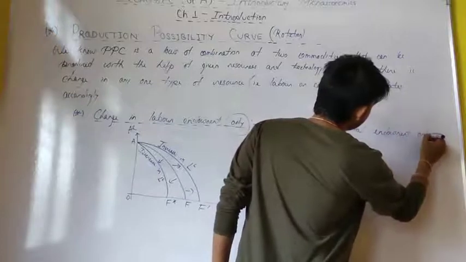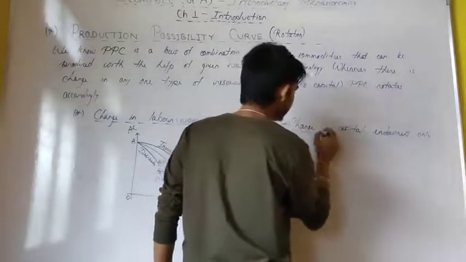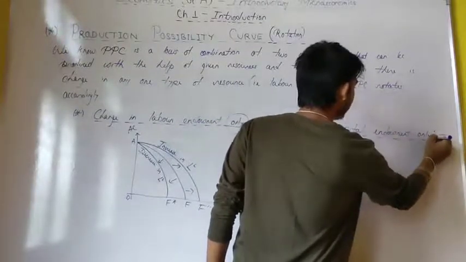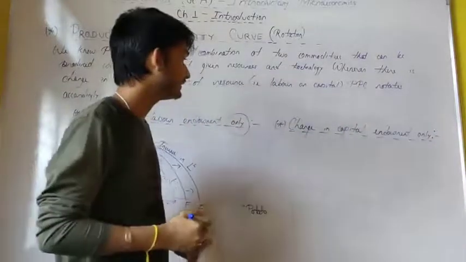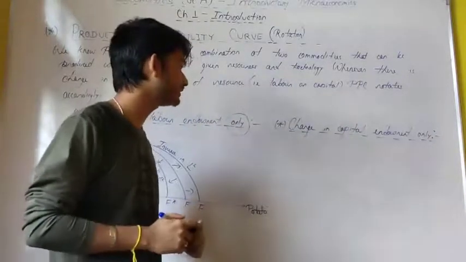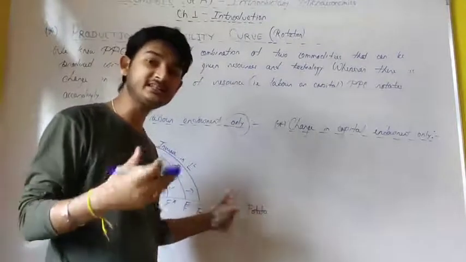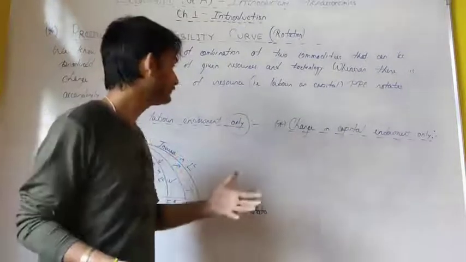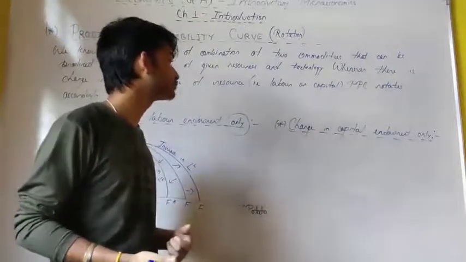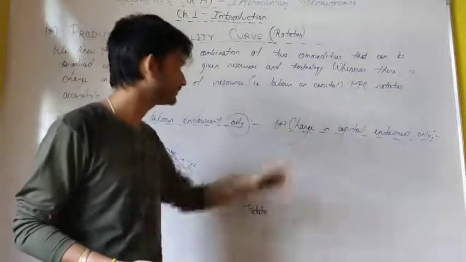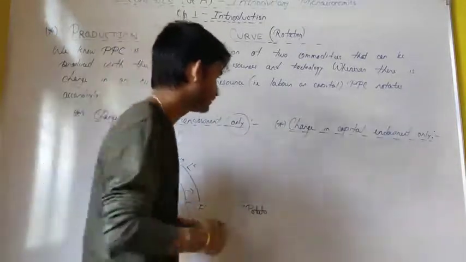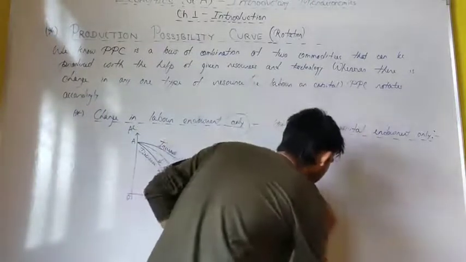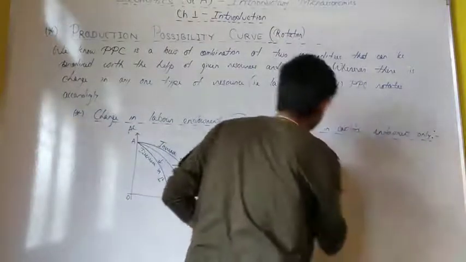Change in capital endowment only. So this represents that the change is associated with the capital stock, and the labor stock that we have at our disposal remains the same. There is neither increase in labor stock nor decrease in labor stock. The labor stock remains fixed, but there are some changes with the capital stock, that means the capital endowment. So let's see with the help of a diagram. Like the previous diagram, draw a diagram like that one.